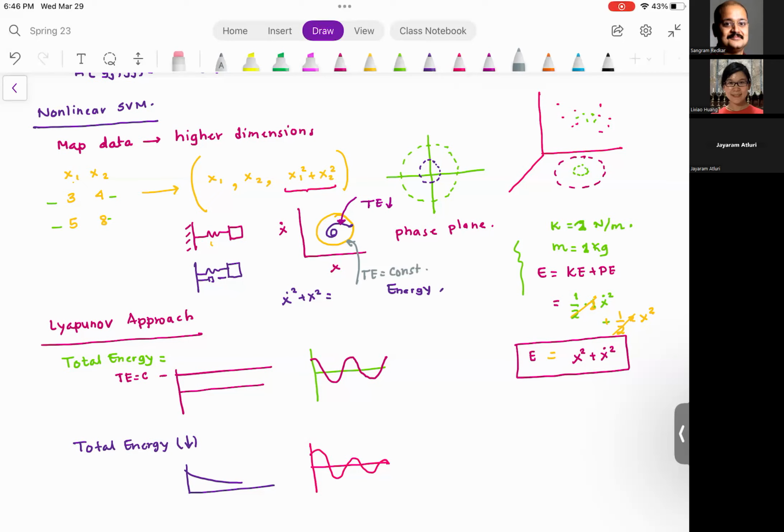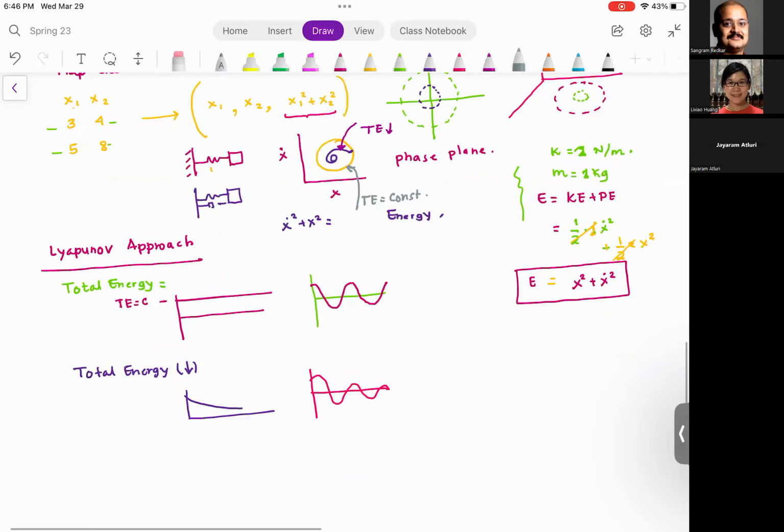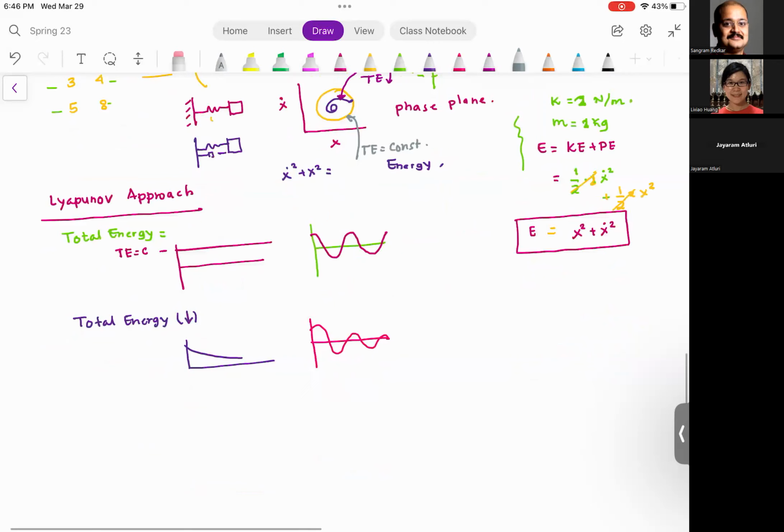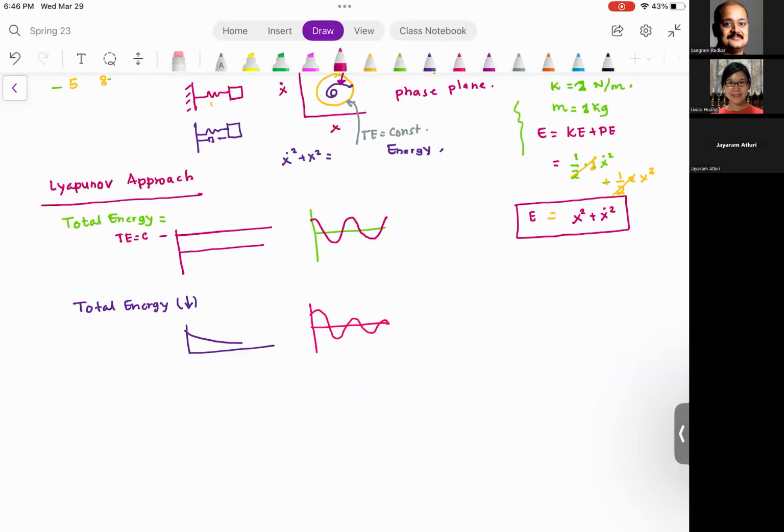Now, depending upon the nonlinear approach that you use, you have different kernels. So this is an interesting observation. So what is a kernel?